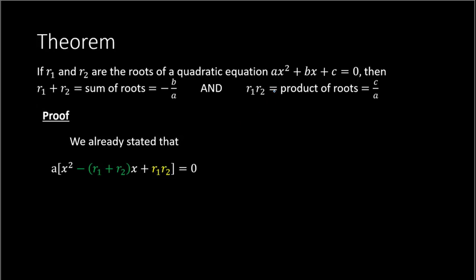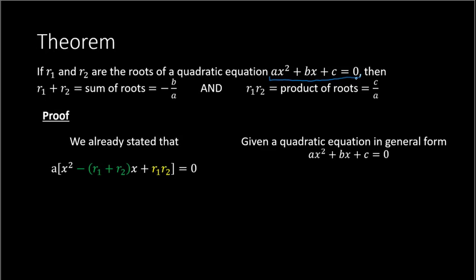Now, working with this part, the quadratic equation right here. If you're given that quadratic equation in general form, ax squared plus bx plus c equals 0, what I can do is factor the a out. And when I do that, in parentheses, I'm left with something.